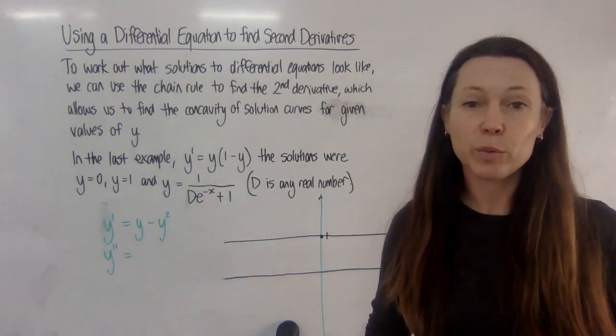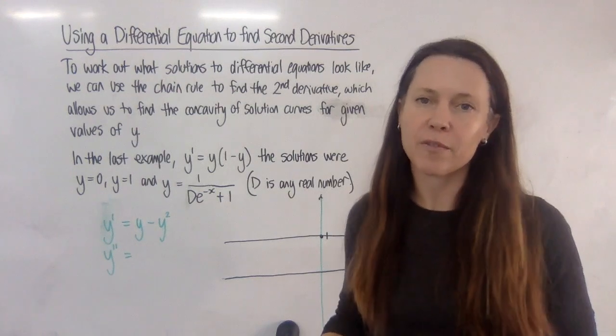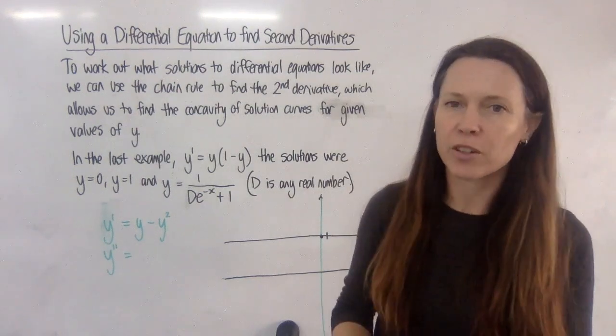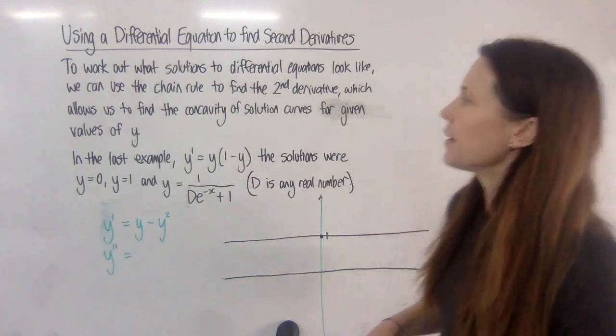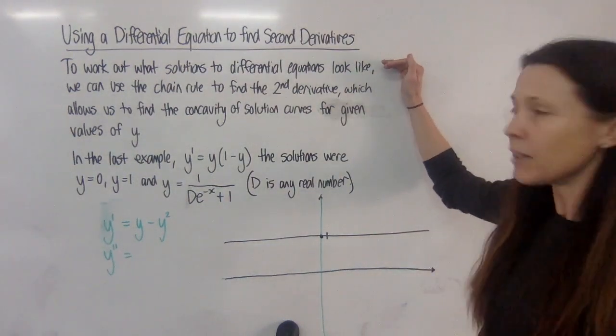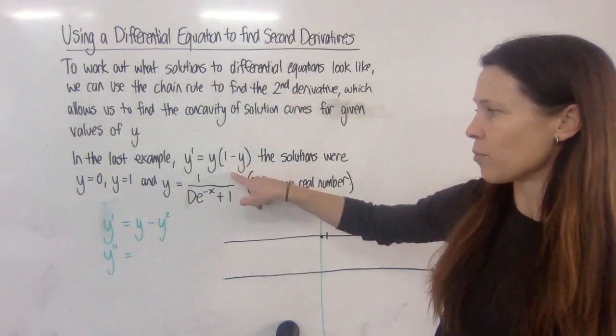Now in the last example, we were left with a formula for something that we might not really know how to graph. So if we're finding solution curves, it's cool to be able to think, what would that solution actually look like? Now, to work out what solutions might look like, you might want to use the chain rule to actually find the second derivative in an example like this.